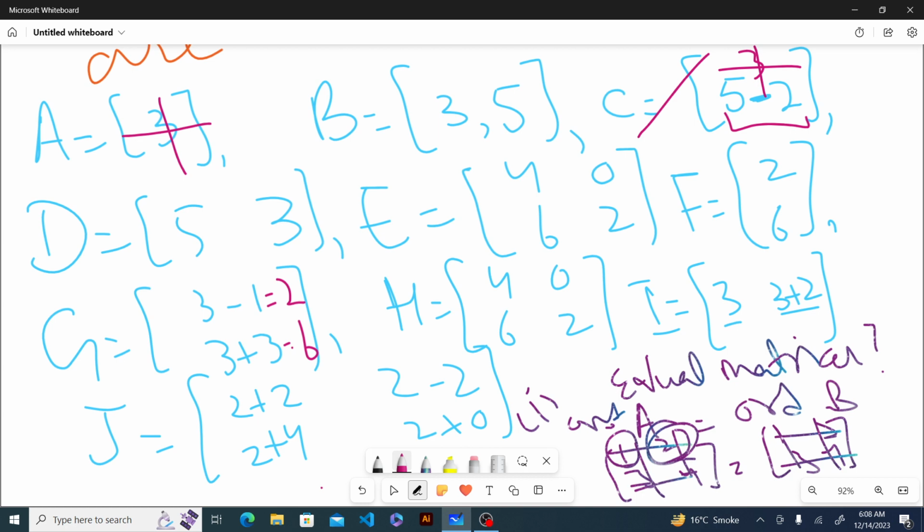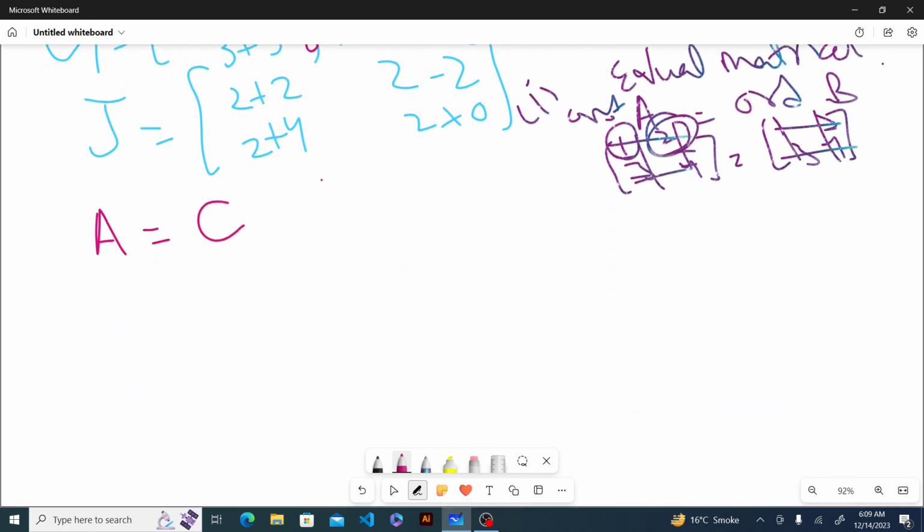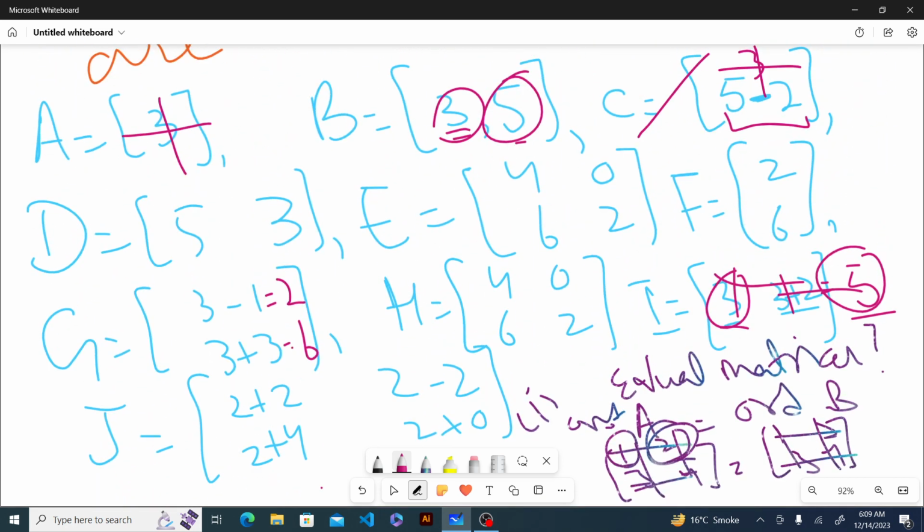Then I is equal to [3, 3 plus 2]. The first element is 3, the second is 3 plus 2. So 3 plus 2 is equal to 5. So 3, 5 and 3, 5: the same order, one row, two columns here as well, and the same entries. So B is equal to I. We will write here B is equal to I. These two matrices are equal.